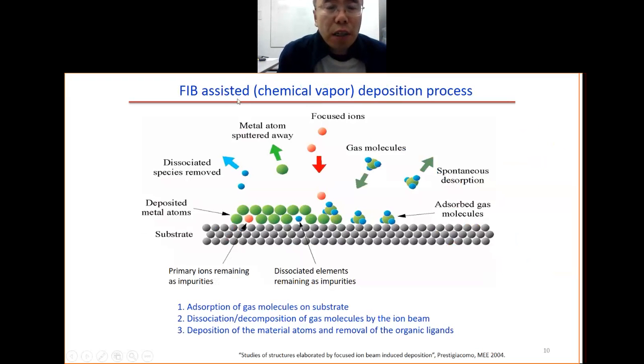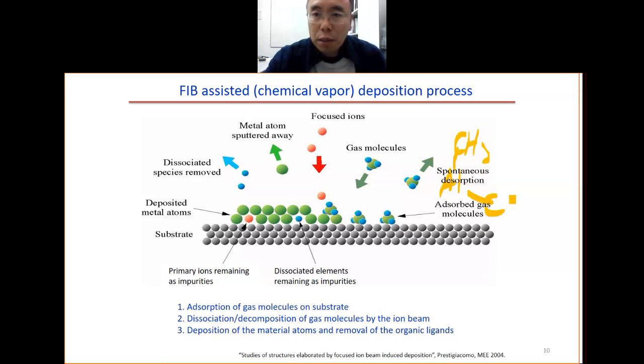So what happens in FIB CVD? We have the ion beam coming in, and also the precursor gas. For example, again we take the example of aluminum. This is trimethyl aluminum. The green color is the aluminum we want to deposit onto the substrate. The blue color is the methyl group. We want this to go away as gas.